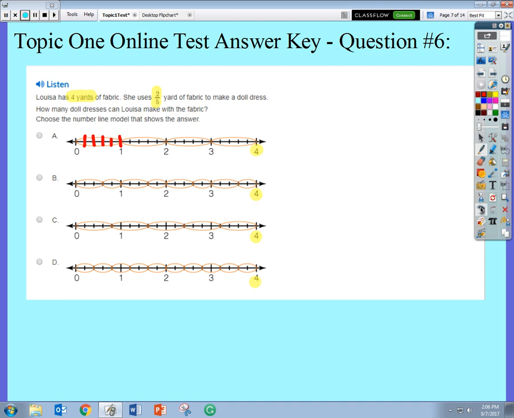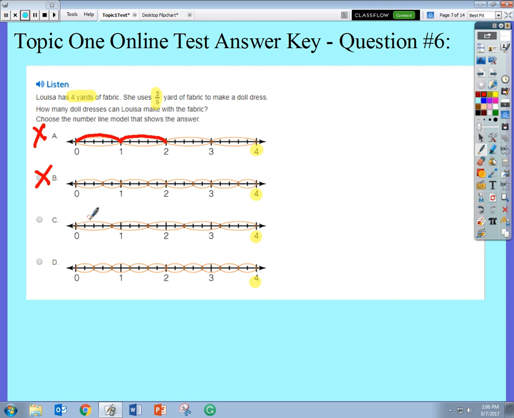But it looks like in this example, with these arcs here, she's using 1 whole yard to make a dress. So Louisa can only make 4 dresses, but she's using 2/5 of a yard. She's not using 1 whole yard. So A is not correct because she's using 1 whole yard. We're using a part of a yard. This next one, let's take a look. 1/5, 2/5, 3/5. Then 1/5, 2/5. Then 1, 2, 3/5. Well, it doesn't say she's using 2/5 for one and 3/5 for another. So this can't be right.